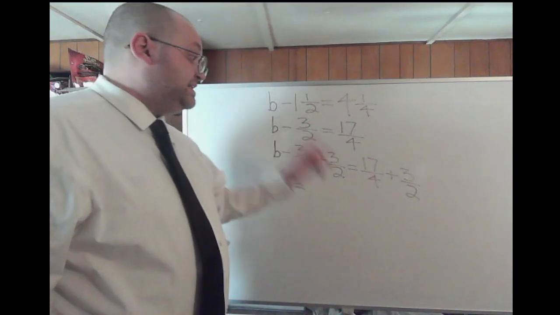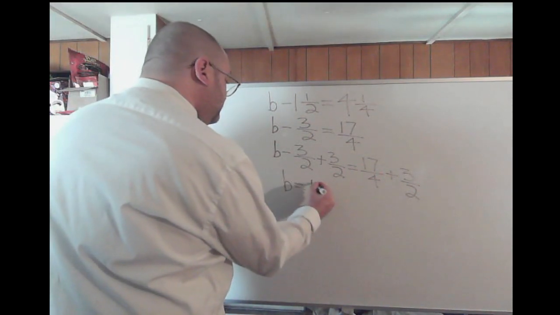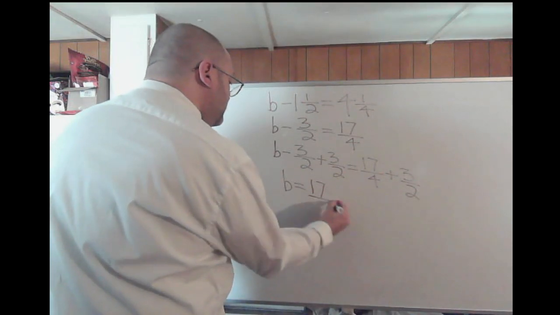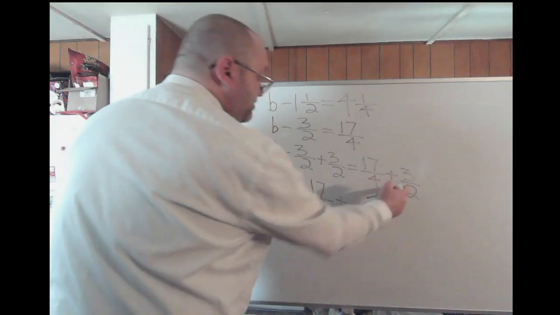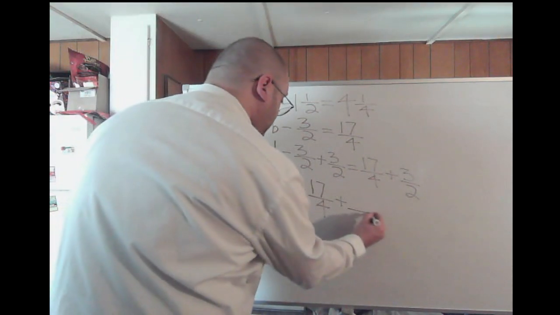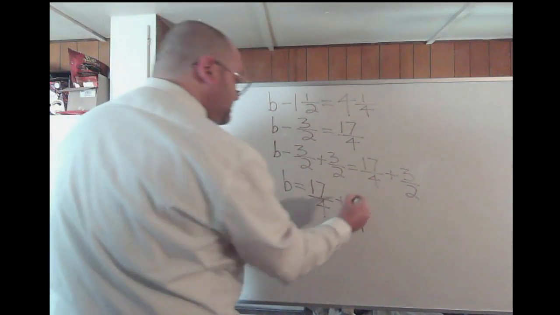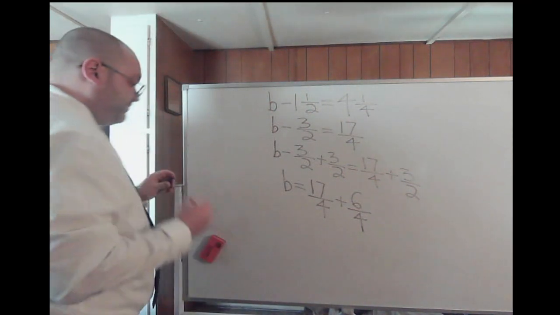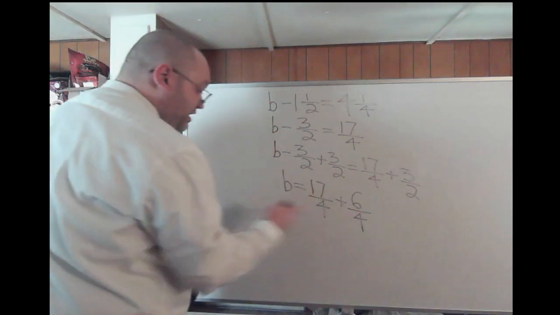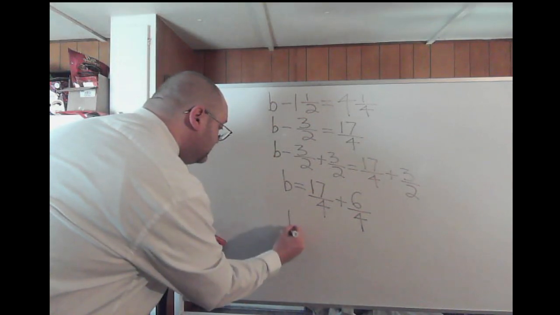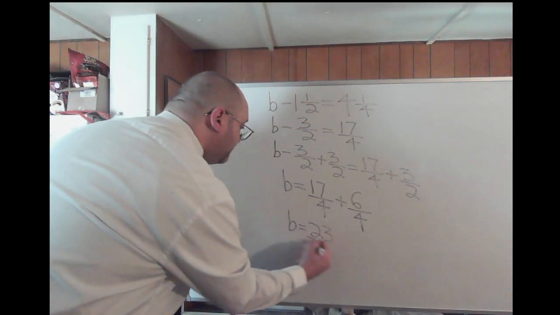We need to get the least common denominator of 4 and 2, which would be 4. So that means you could leave the 17/4 alone. But the 3/2, however, we need to convert that denominator of 2 into a 4. In order to do that, you multiply by 2, which means you got to do that to the numerator of 3. Multiply by 2, you'll get 6. Now that we've achieved the same denominator of 4, you may go ahead and add these. So b equals 17 plus 6, well, that's 23 over 4.